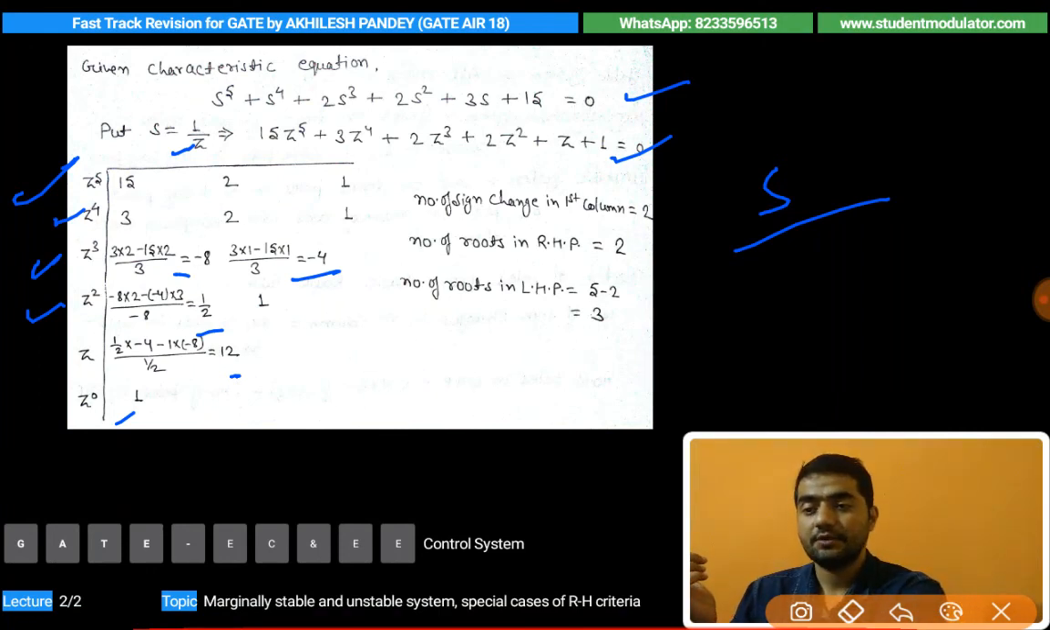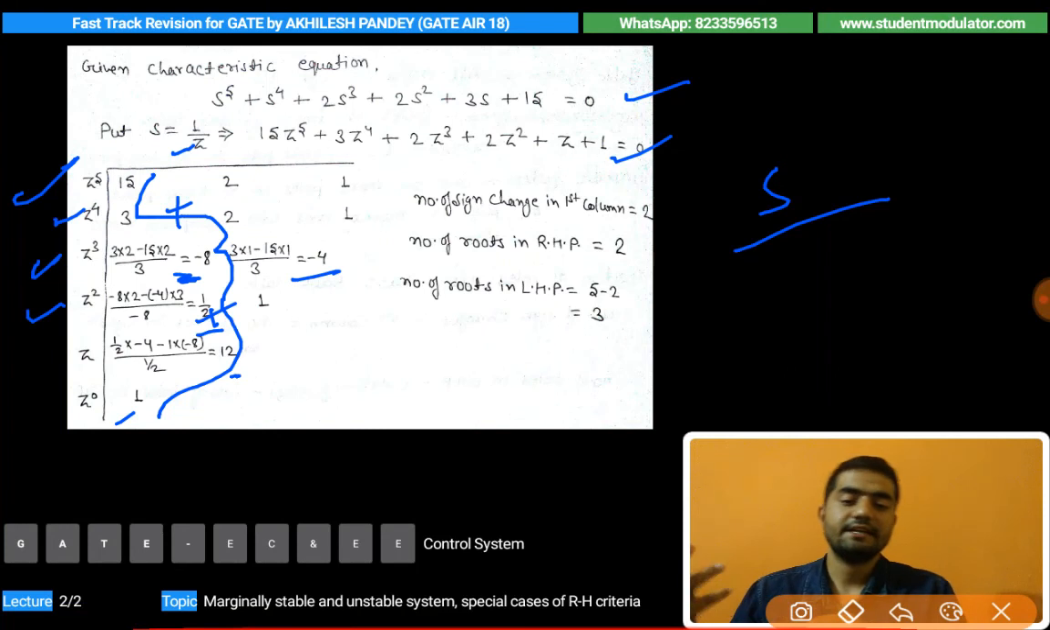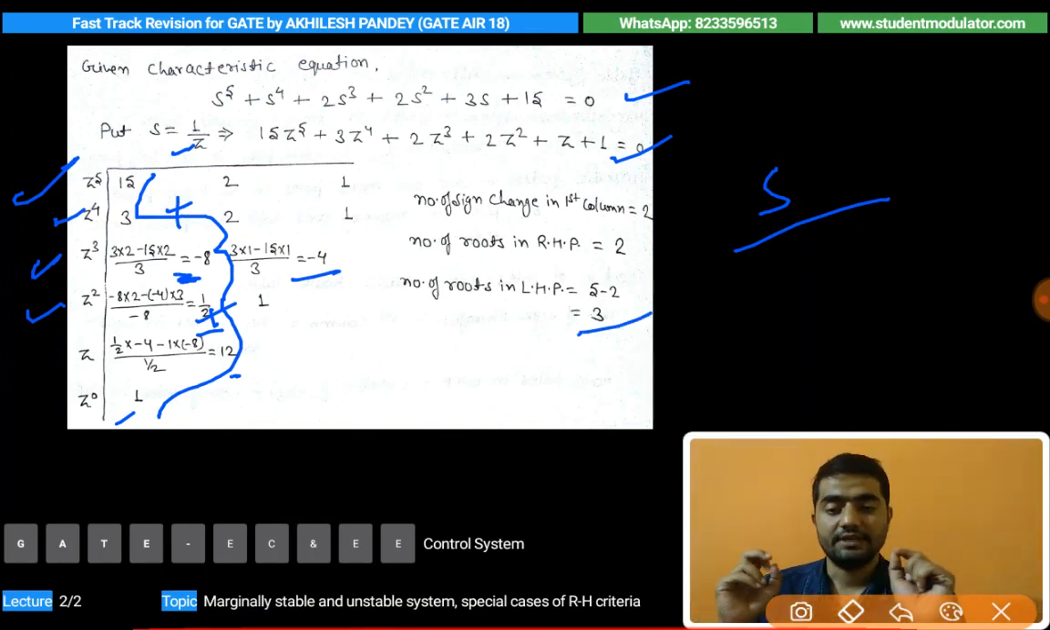Here we can see positive, positive, no sign change. Here we have got the negative result, again positive, positive, positive. So the sign change is from plus to minus and again finally plus. So only 2 times again the sign is changing. So the same result that we got earlier: there will be 2 poles in the right half S plane and the remaining will be in the left half plane, and that is 3. This way we have solved the Routh Hurwitz special case using 2 methods.